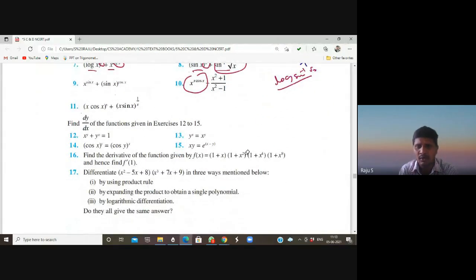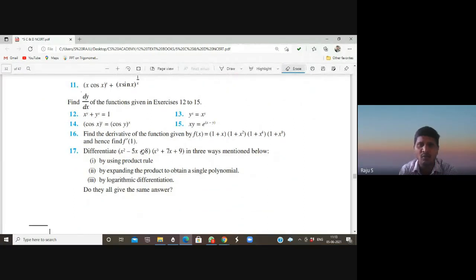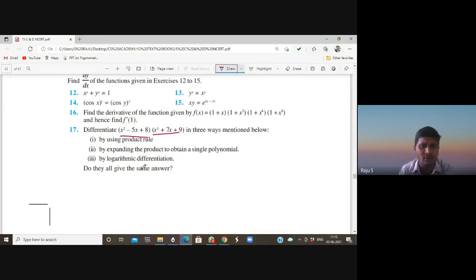Here also u v, again a product of 4 different functions. Again, we cannot do direct differentiation, apply log on both sides. Here also a product of 2 quadratic and cubic functions. Question number 17, product of functions, so apply log on both sides. And this method we can do in 3 ways.